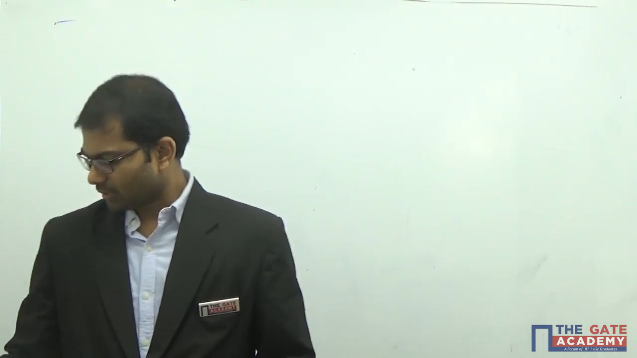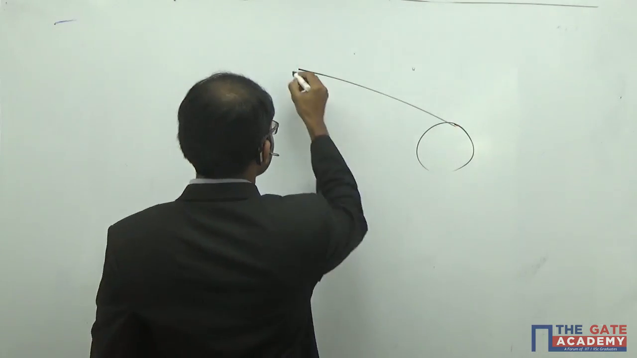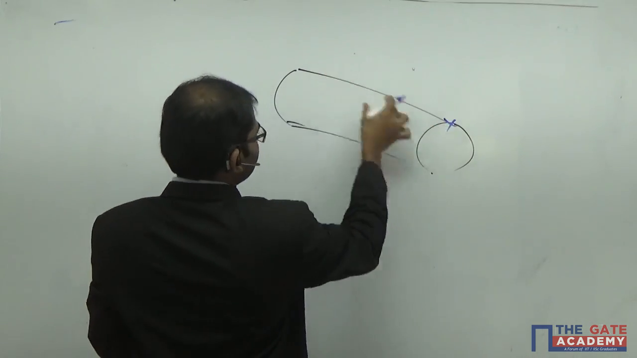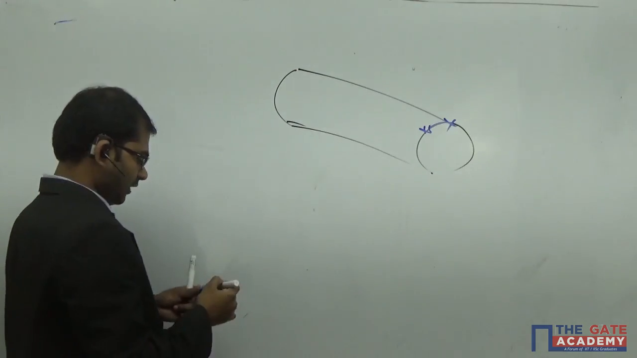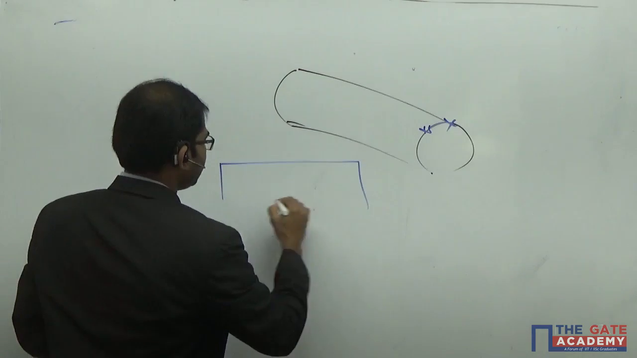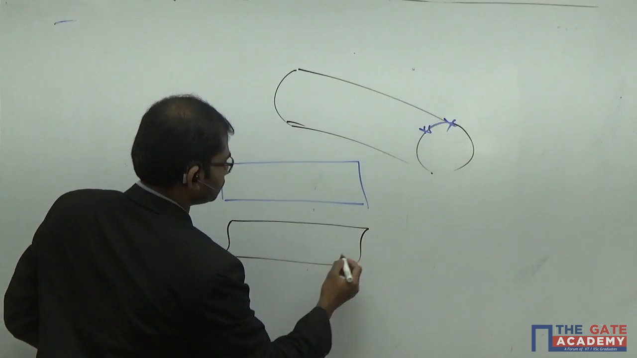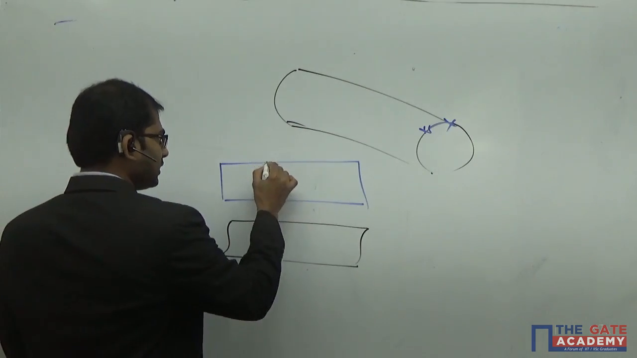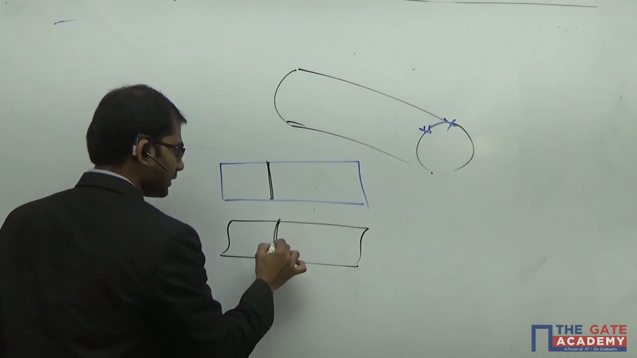So the assumptions are here. Basically, when you do torsion, the shaft will be undergoing twisting. Initially if the point is here, after the torsion this point will be shifted to here. If you see from this side, initially it is like this, and after that it will become somewhat like this. So it will be experiencing some twisting, and the circular plane which was initially perpendicular to the length will become somewhat irregular like this.